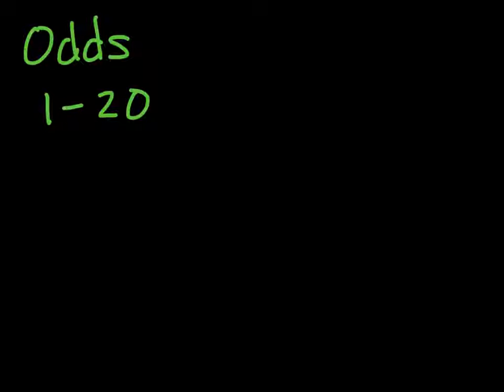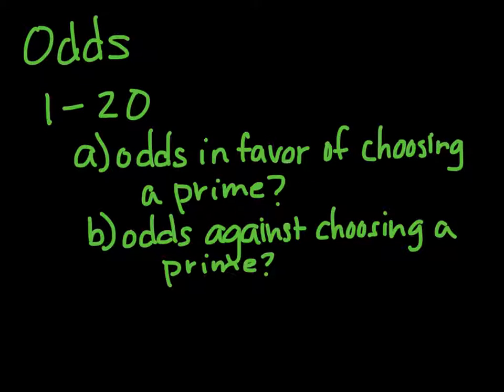Let's explore one last idea for Chapter 6.7, and that's finding odds. Suppose we randomly choose a number between 1 and 20. What are the odds in favor of choosing a prime number? And what are the odds against choosing a prime number?